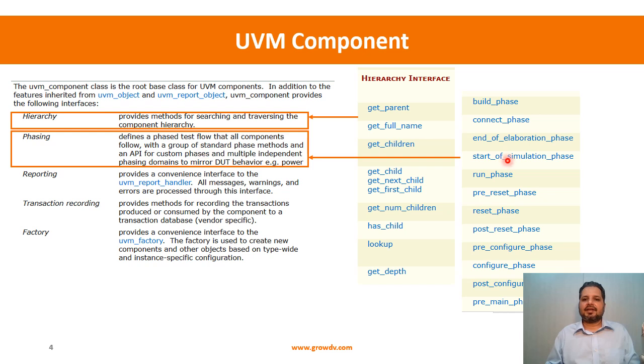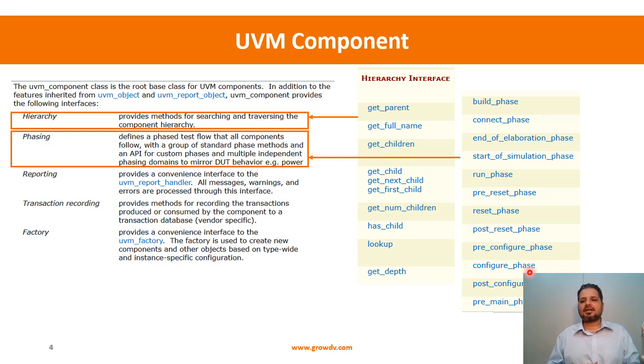Then we have the phasing functions, as we have already seen: build, connect, end of elaboration, start of simulation, run phase, and the parallel run sub phases, and so on and so forth. This is from the documentation. Another reason I wanted to show you this is that what we have learned is really present in the documentation. You should not feel that you have learned something but are not sure what's there. You look at documentation, you look at source code, and we have to be absolutely sure that the concepts we are looking at are the way they have been defined, and the way they have been implemented in the base class.